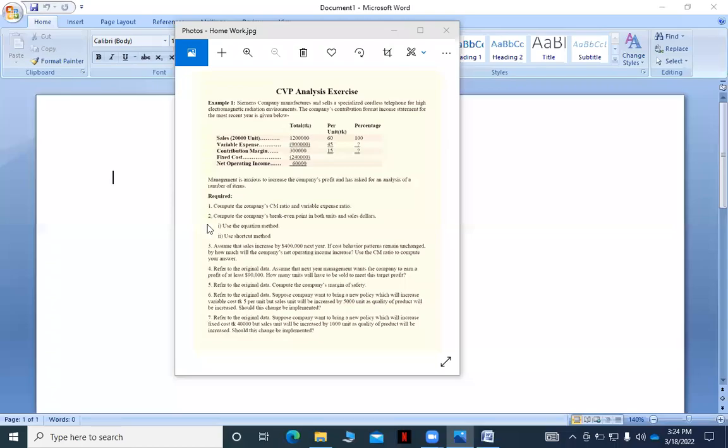This math is similar to previous math. Previous day, whatever we have done, it's almost similar, but something is new, some concepts are new. Okay, so let's start. First of all, you see Siemens company manufactured and sells a specialized cordless telephone. So this is a product, a cordless telephone, and the selling price is given. That is 12 lakh taka.